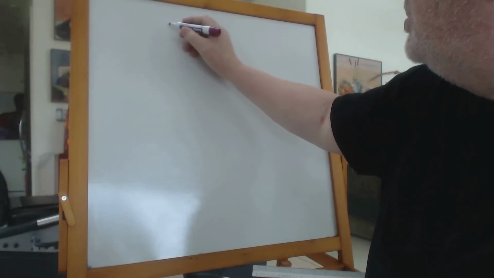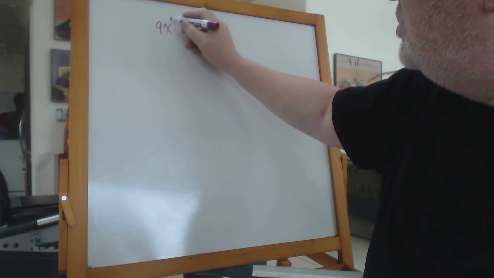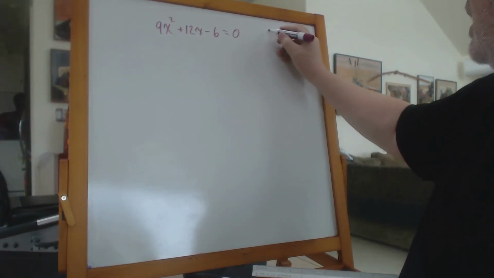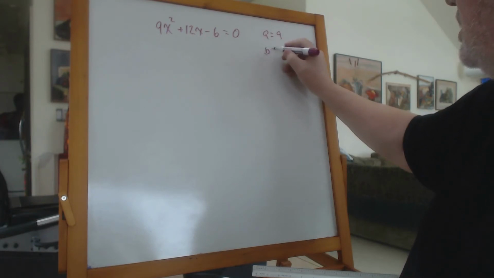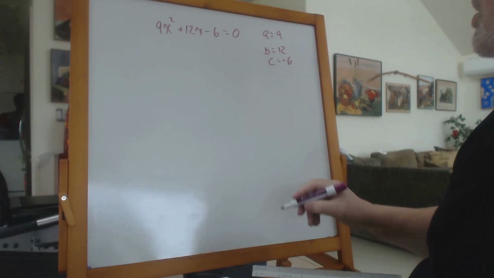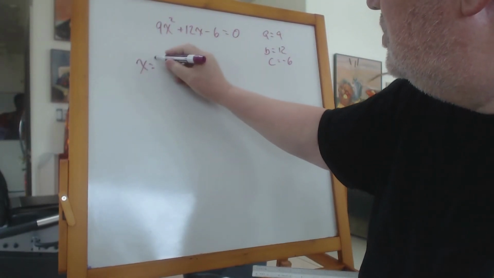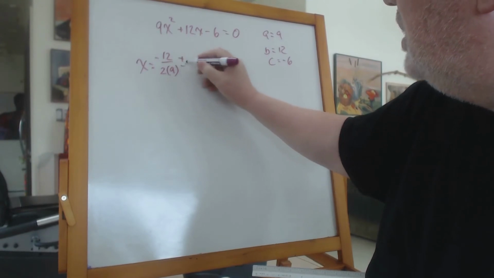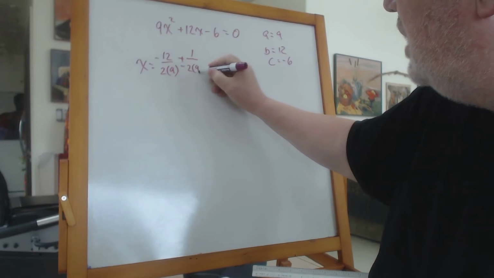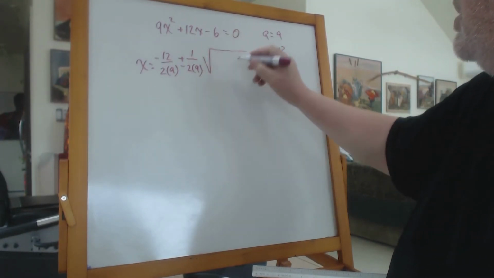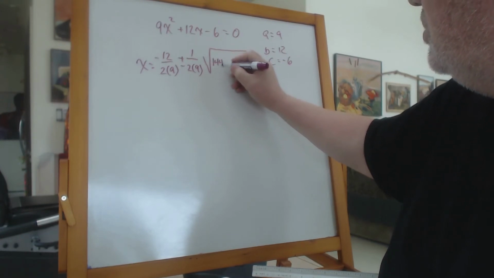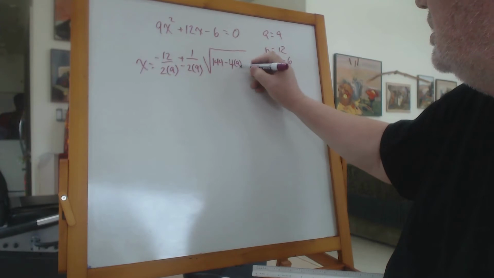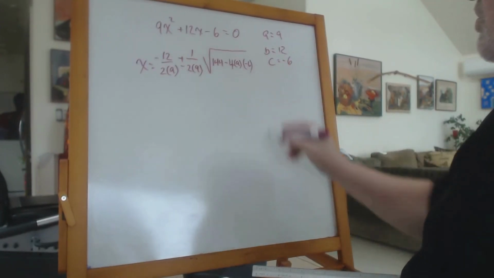So let's just make up an arbitrary one: 9x squared plus 12x minus 6 equals 0. Well, a equals 9, b equals 12, and c equals minus 6. So we have x is equal to minus 12 over 2 times 9 plus or minus 1 over 2 times 9 times the square root of b squared, so that's 12 squared, 144, minus 4ac, 4 times 9 times minus 6, so that becomes positive.